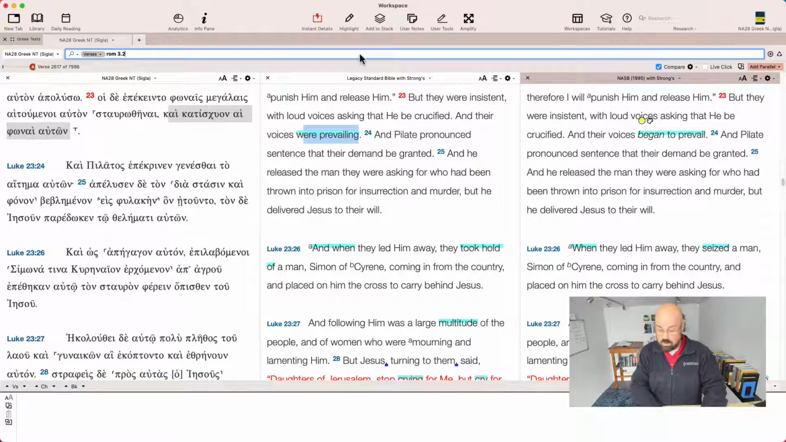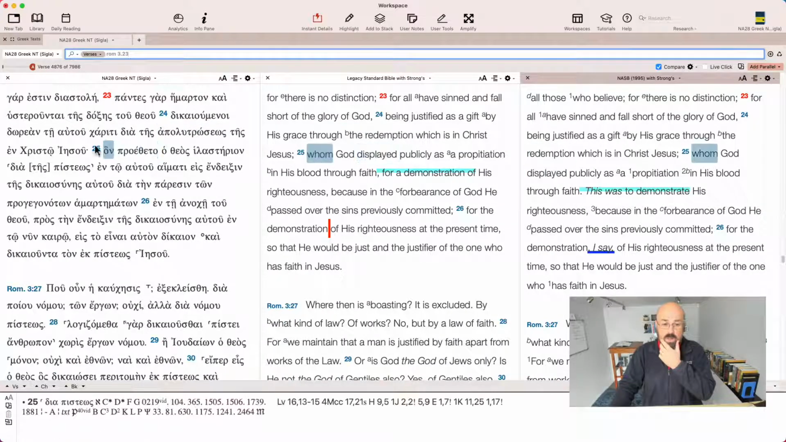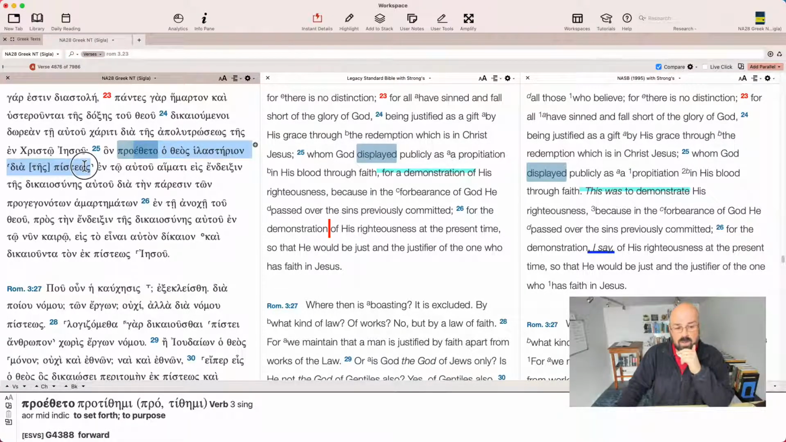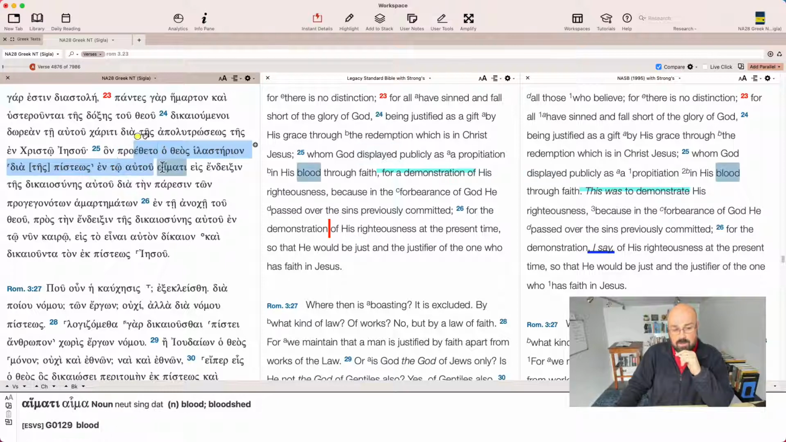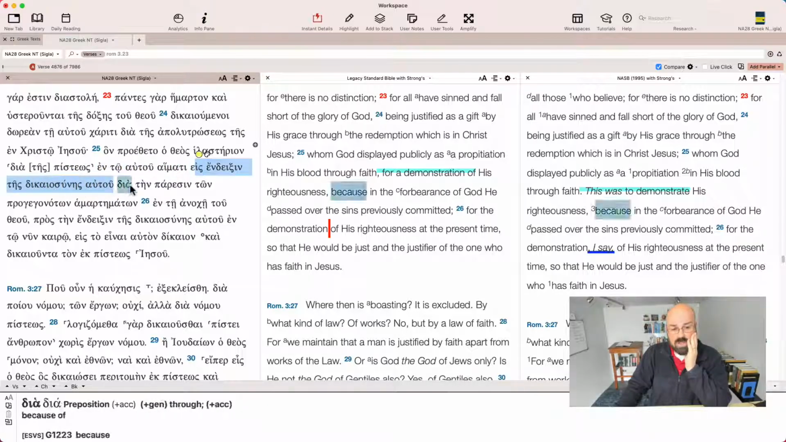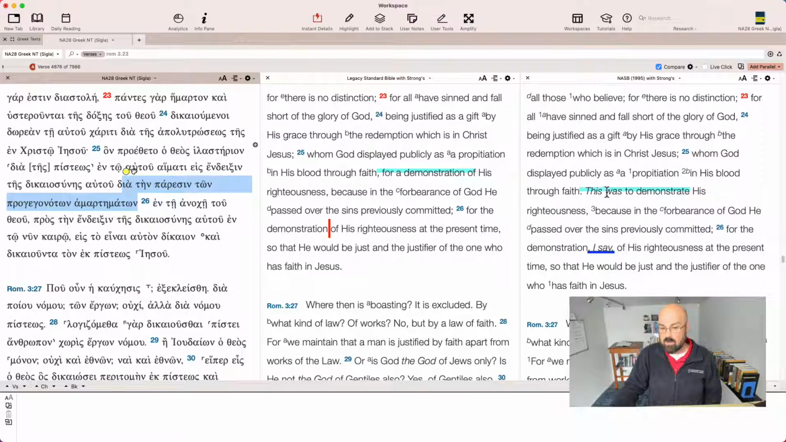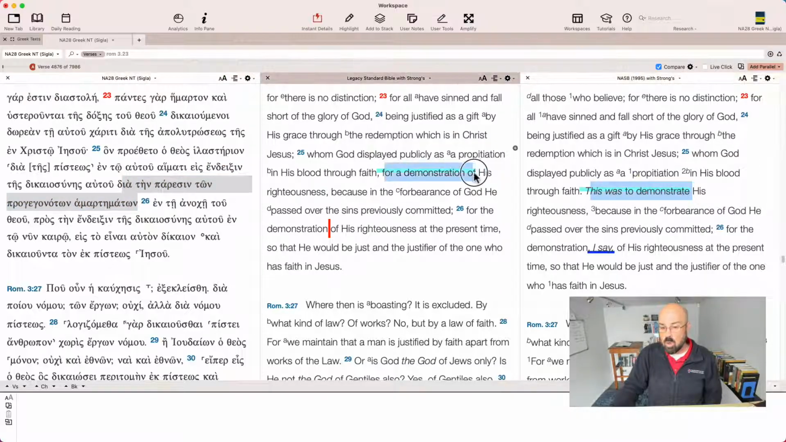Here we have Romans 3 verse 25, and what we're looking at here is "whom God put forward as a propitiation on account of faith in him, by his blood, or by faith in his blood, for a demonstration of his righteousness at the present time, because in the forbearance of God, he has passed over the sins previously committed." Okay, so what we have here is a couple of changes. You can see them quite clearly here.